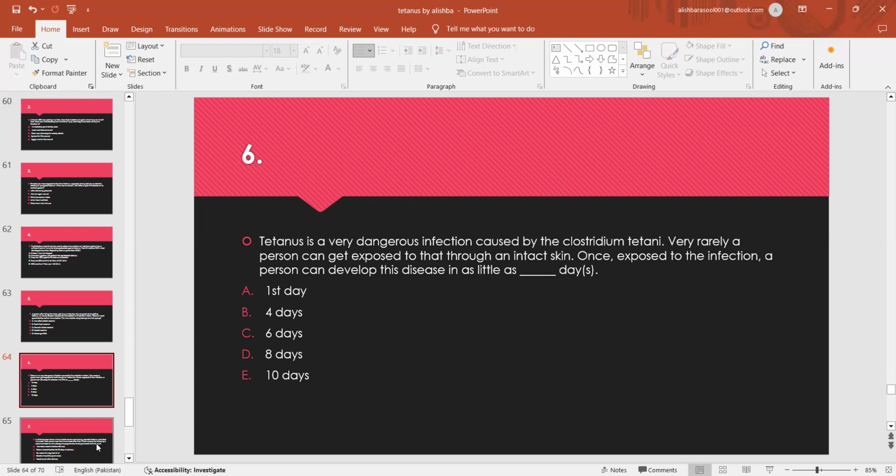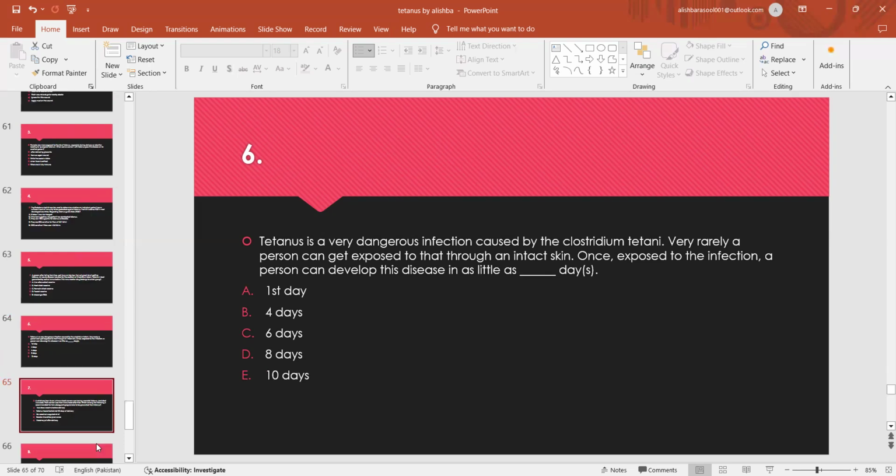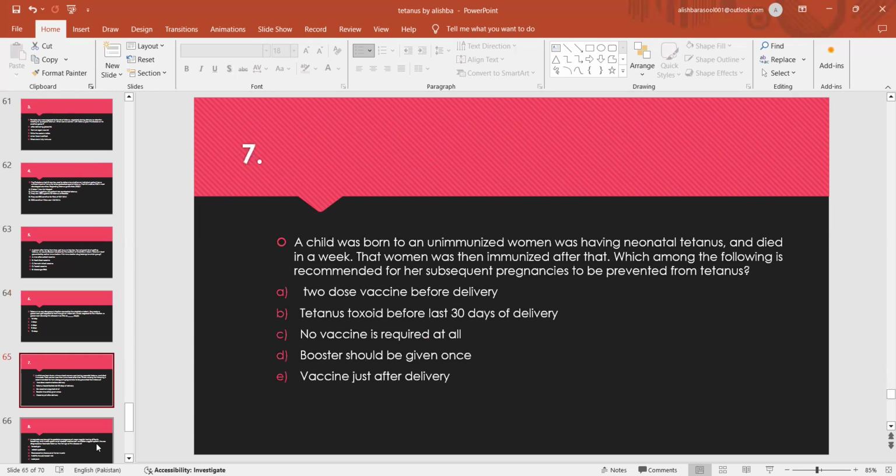E. It's A. A child was born to an unimmunized woman, was having neonatal tetanus and died in a week. That woman was then immunized after that. Which among the following is recommended for her subsequent pregnancy to prevent tetanus? A. 2-dose vaccine before delivery. B. Tetanus toxoid before the last 30 days of delivery. C. No vaccine is required at all. D. Booster should be given once. E. Vaccine just after the delivery.